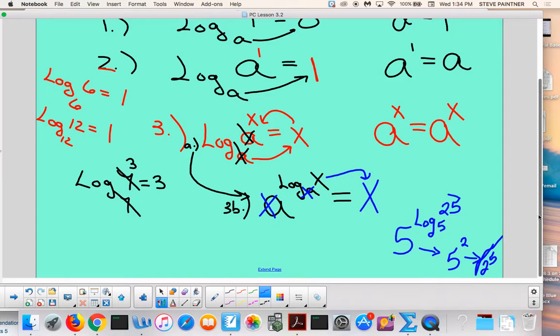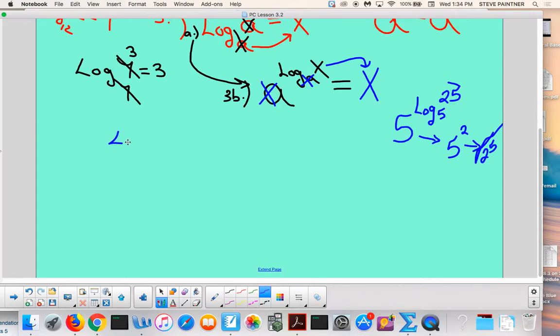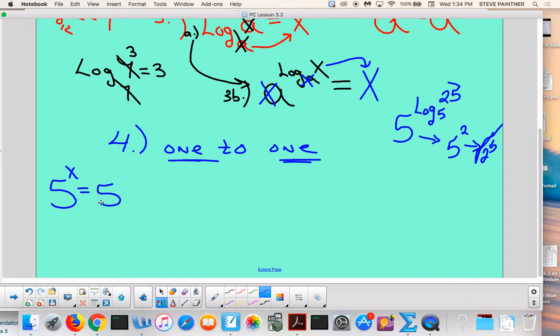Now the fourth property says this. The fourth property is a 1-to-1 property, which you did in section 3.1. In section 3.1 I said if, let's say, 5 to the x equals 5 to the 3x minus 4, and the bases are the same, what do we know about the exponents? They have to be equal. They have to be the same.